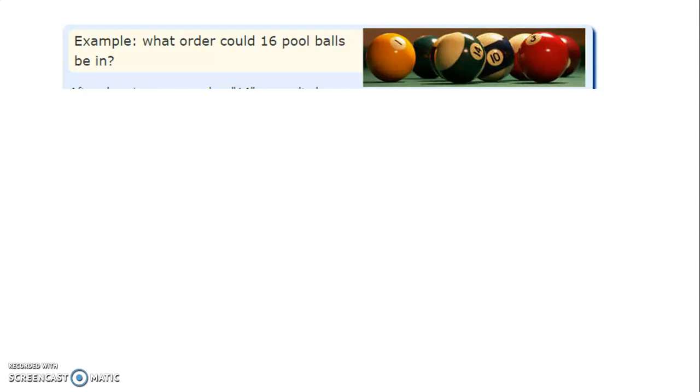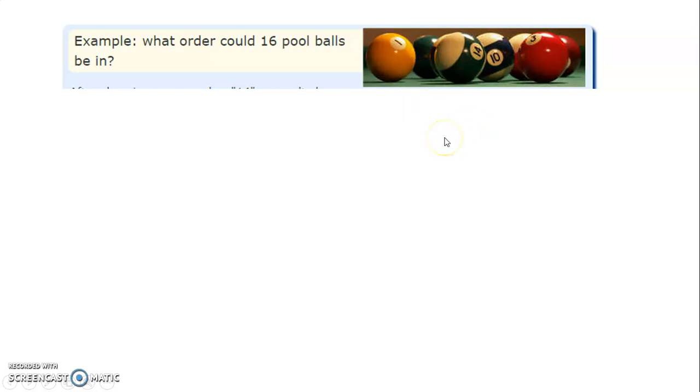So you've been talking about ordering and combinations and things like that. So we want to talk about what's called a permutation. That's where we're ordering the number of items that we have. So for example, if we have 16 pool balls, how many different orders could we put them in?